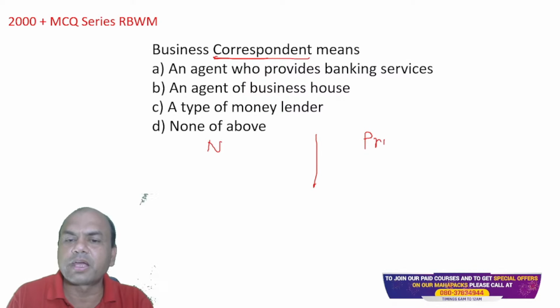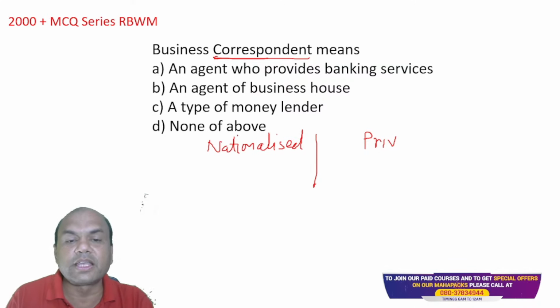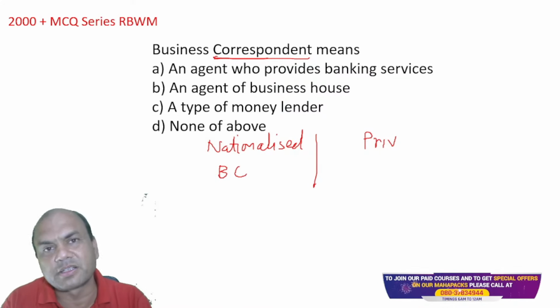Okay, private. Let me write it only here, because N and P don't signify anything. Nationalized and second is private. So nationalized banks have what? They have BCs, business correspondents. These are private agencies basically.